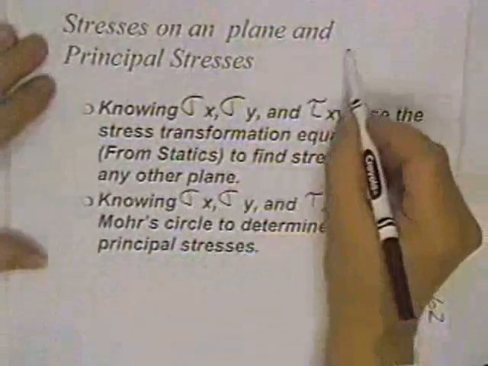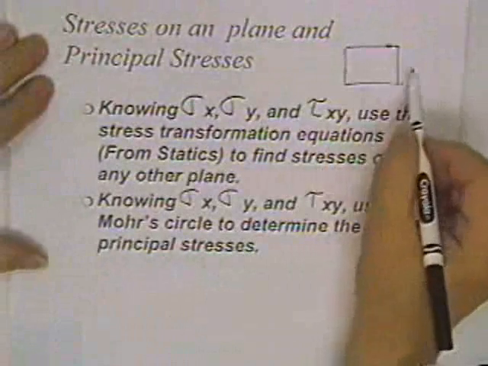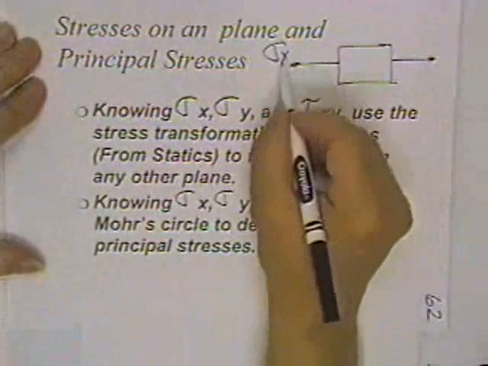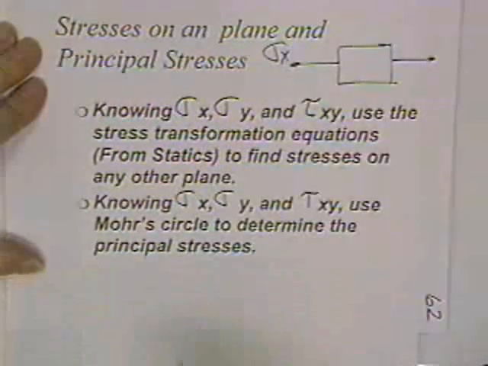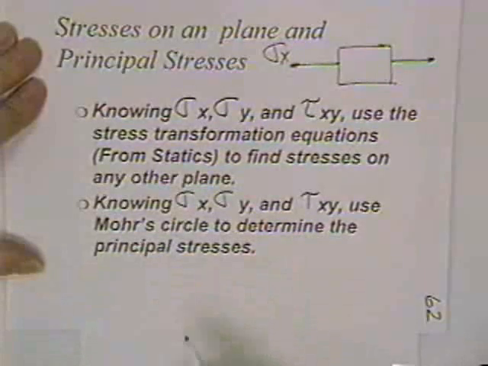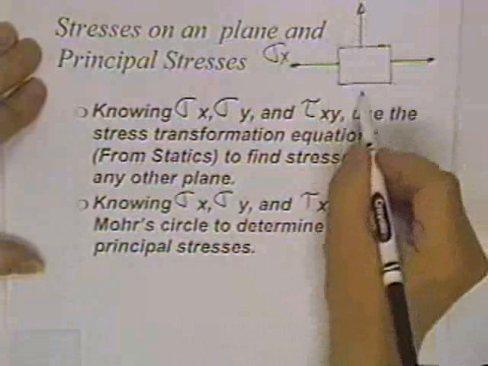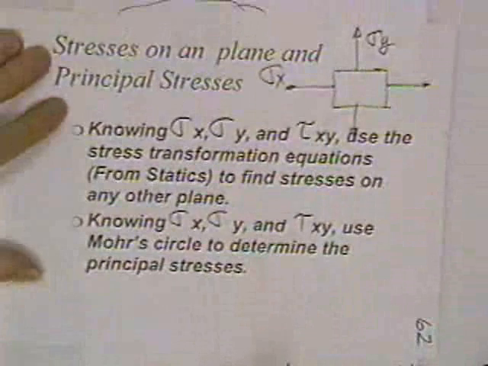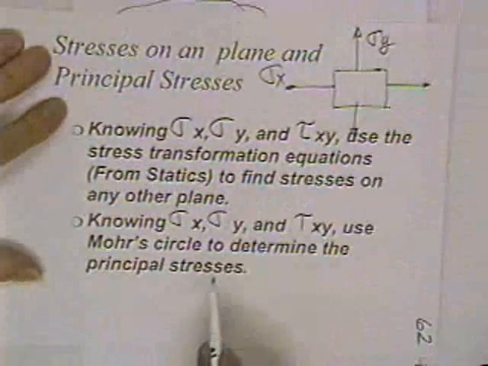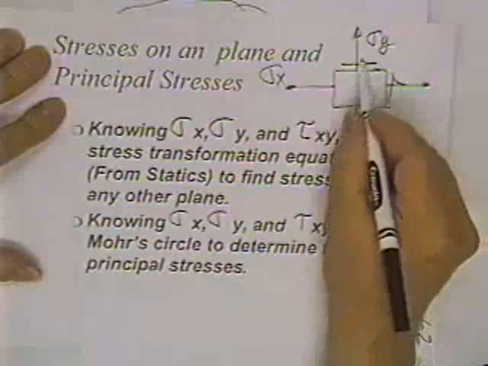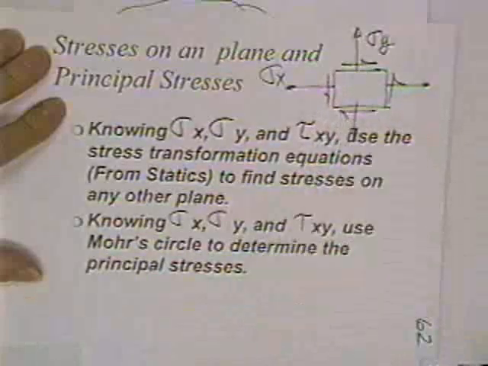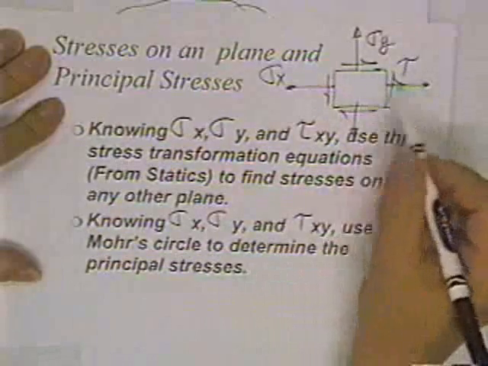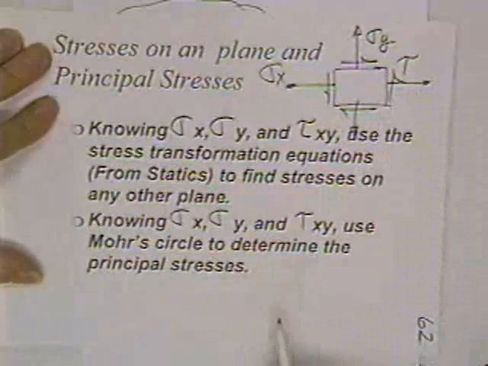Alright. Every now and then, you will find a little block that has some stretching in the x direction. It's probably because of maybe some P over A. I don't know who caused it. You also have the possibility of some sigma y stresses. I don't know who caused it. Maybe hoop stress caused it. You may also have some shear stresses acting on the little block. I don't know who caused them. Some tau stresses. Maybe twisting torque caused them.